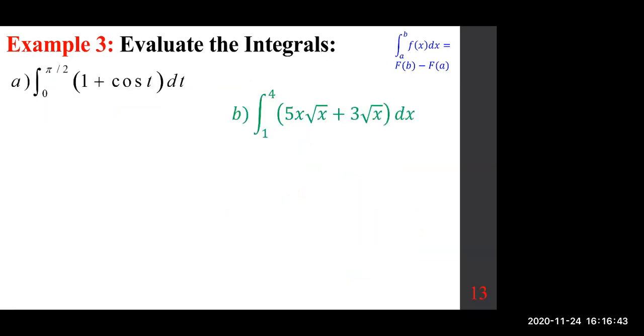Again, we've done part A, okay? So we know the answer is t plus sine t. This has been done. Now we are adding these limits of 0 and pi over 2. So if you plug in pi over 2, you get pi over 2 plus sine pi over 2 minus, when you plug in 0, t becomes 0, sine of 0 becomes 0. So this is your answer, and sine of pi over 2 is 1.